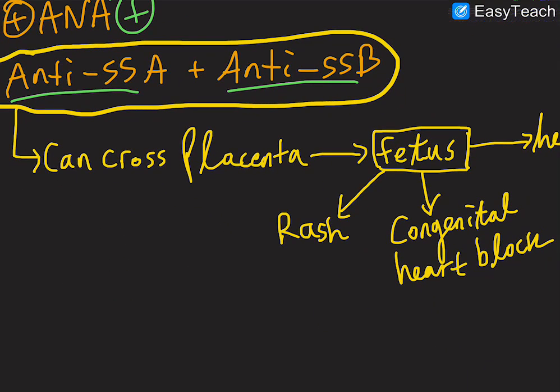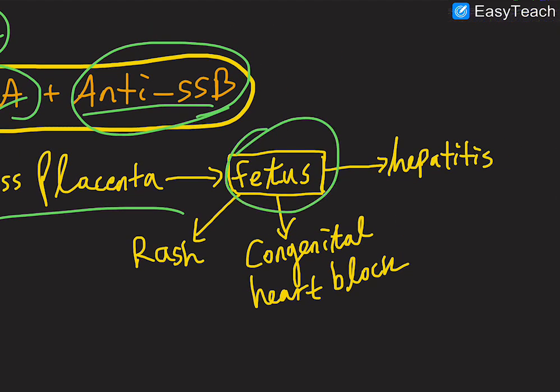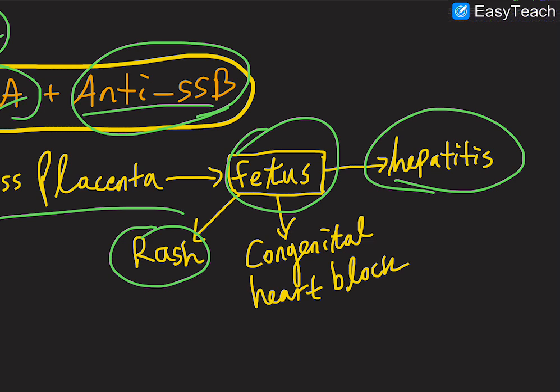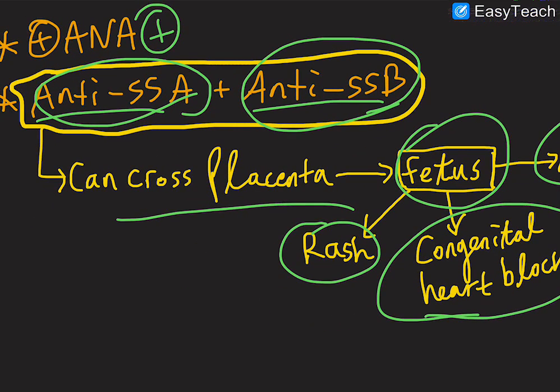An important thing to know, though, is the anti-SSA antibody and anti-SSB antibody have the ability to cross the placenta and go to the fetus. When that happens, that increases the risk of certain things like rash, inflammation of your liver, and congenital heart block. So it's important to remember this also, so you can screen pregnant women. If the patient's pregnant, you can screen them for anti-SSA and anti-SSB antibodies. You can also see these antibodies in lupus too, so that's important to know too.